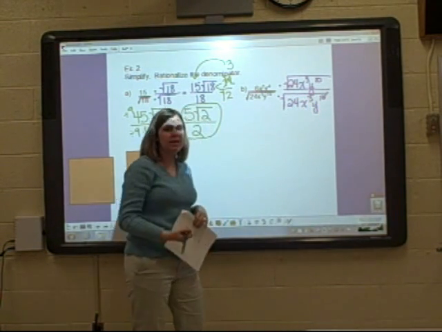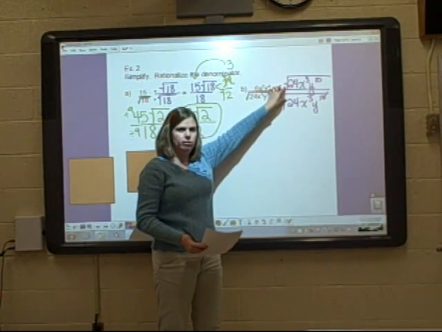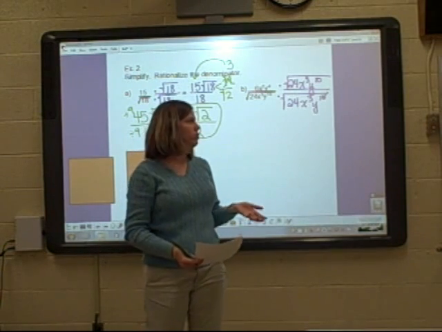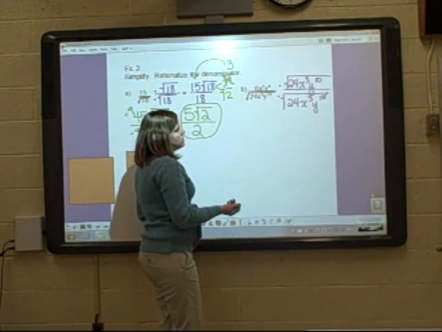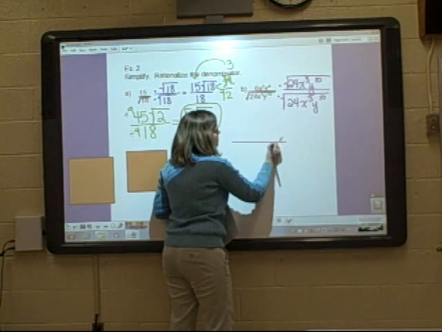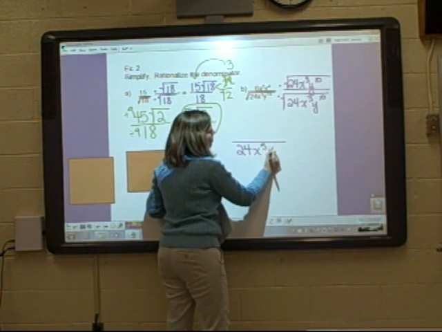And the reason that it's okay to do this is because this is technically a form of 1. You can multiply any fraction by a form of 1 and it doesn't change it. When I multiply this through, my denominator becomes 24 x to the 5th, y to the 10th.